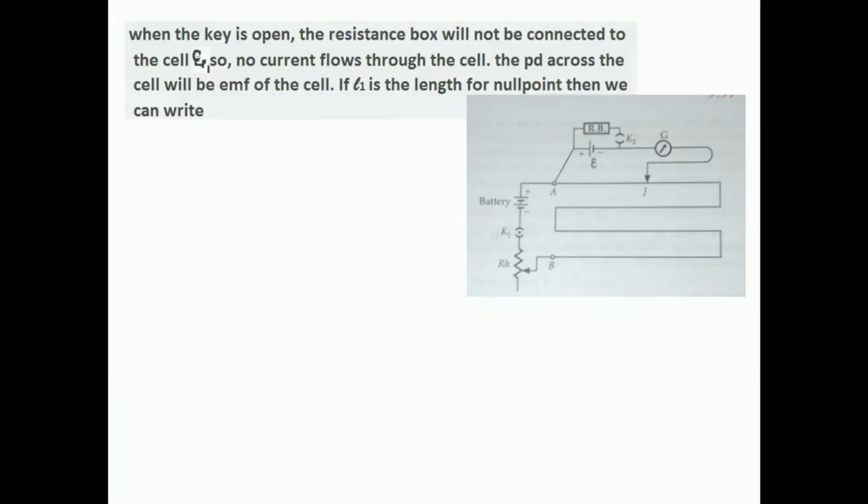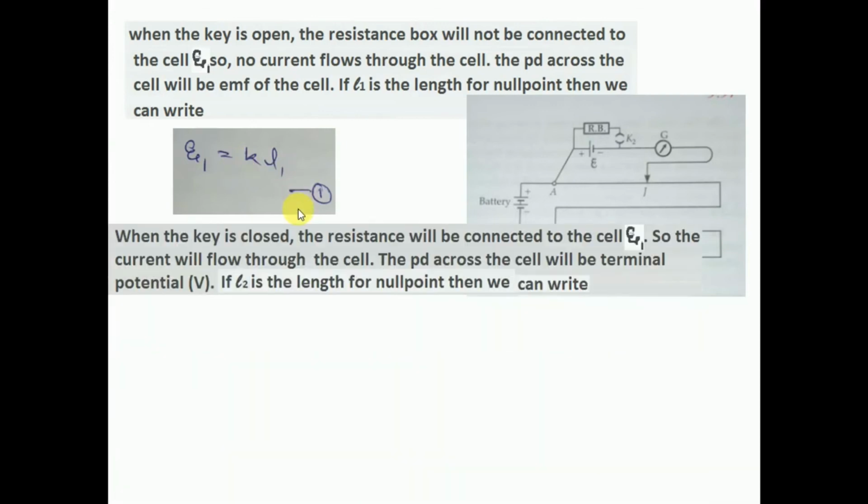So now let's see the working. Suppose this key is open, so at that time the current cannot flow through this resistance box, so the potential difference across the terminal of the cell will be the EMF, because we know when no current flows through the cell, at that time the potential difference across the terminal is EMF. Suppose the length L1 is the length for the null point for this cell, then we can write E is equal to K L1.